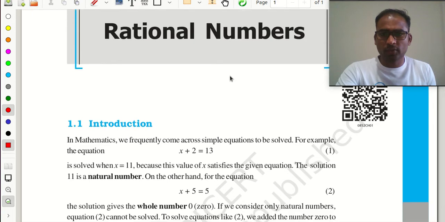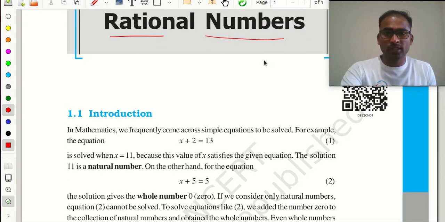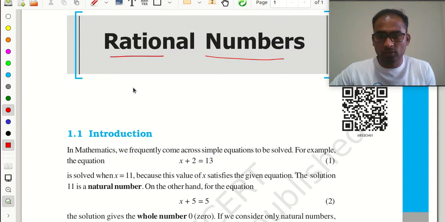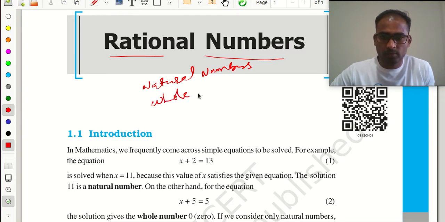And today our topic is class 8 mathematics, the rational numbers. Okay, rational numbers. So in your previous classes, you went through the natural numbers and whole numbers and integers.